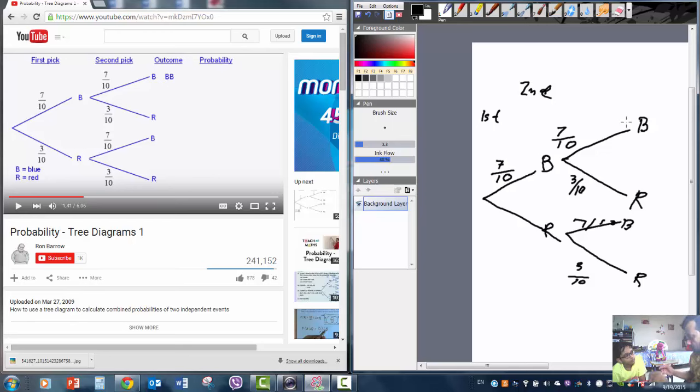So I'll give you an example. For example, you pick this, oh, blue, okay? Put it back and pick this, oh, blue again. So the probability of picking a blue and a blue in the first and second pick together, that's the probability that they're going to calculate.